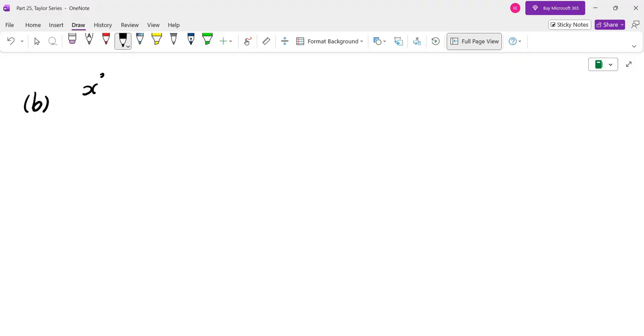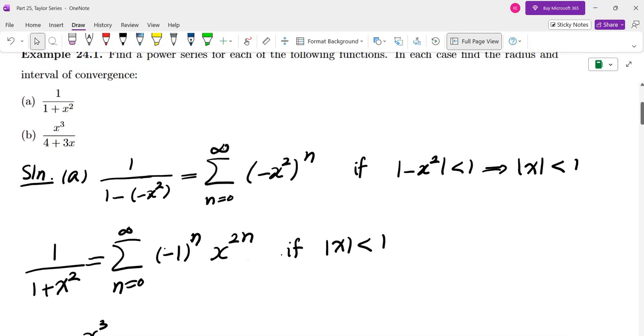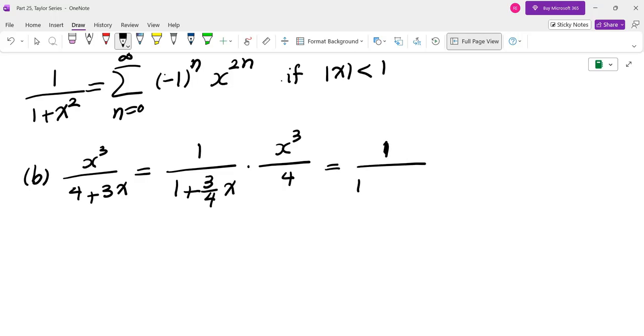The next one is x cubed over 4 plus 3x. We would like to turn this one into something very similar to the geometric sum. Geometric sum was 1 over 1 minus something. So in order to get 1 on top, we're going to factor x cubed. In order to get 1 at the bottom, we're going to factor 4. So we are left with 3/4 x. And all we've got to do is switch the sign from positive to negative and turn this into negative 3/4 x, and then multiply it by x cubed over 4.